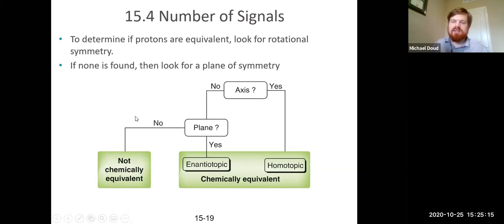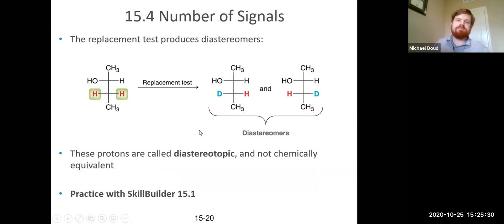Now, if none of that is the case, then you have protons that are not chemically equivalent, and if they're not chemically equivalent, then they're going to have different signals, and that's kind of the point here. You're generating more signals. So now, the obvious way that this can happen is if you have these two protons here, they're both on a CH, they're both on the same carbon. You might think, okay, they're both on the same carbon, they probably have the same chemical shift.